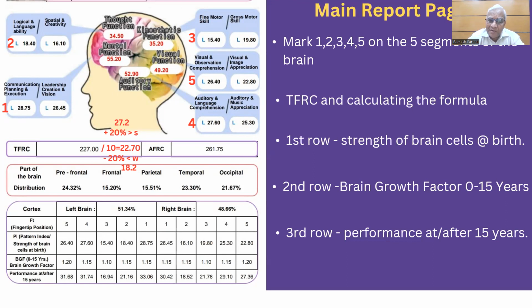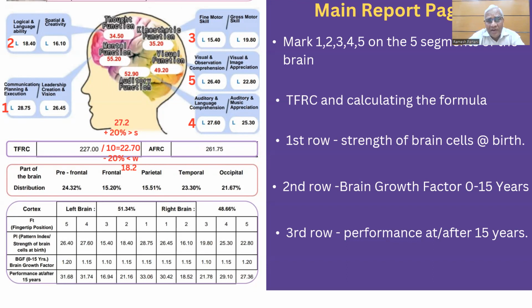So 20% for left brain 5, 15% for left brain 4, 10% for left brain 3, 15% for left brain 2, 15% for left brain 1, 15% for right brain 1 and right brain 2, 10% for right brain 3, 15% for right brain 4, and 20% for right brain 5. For your child's report, this may be different. Every child's growth rate is different.